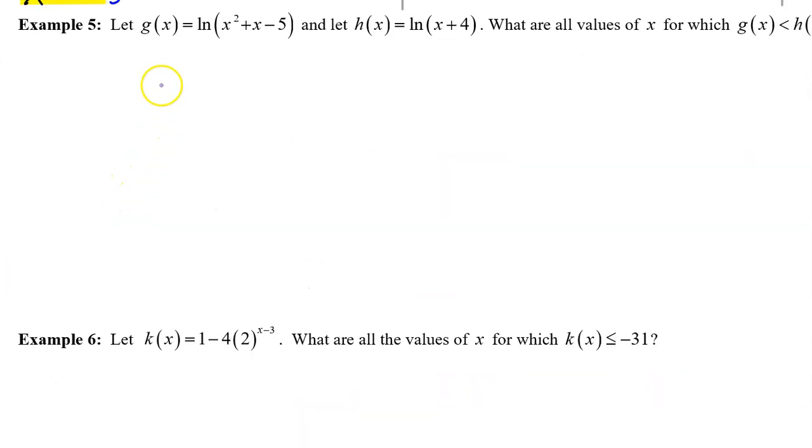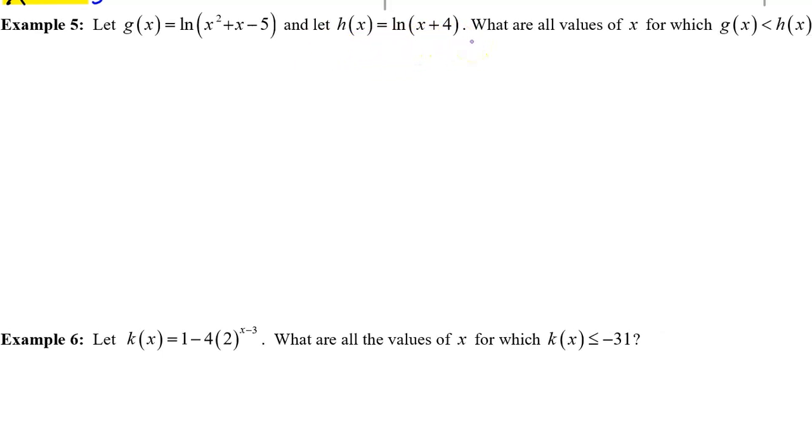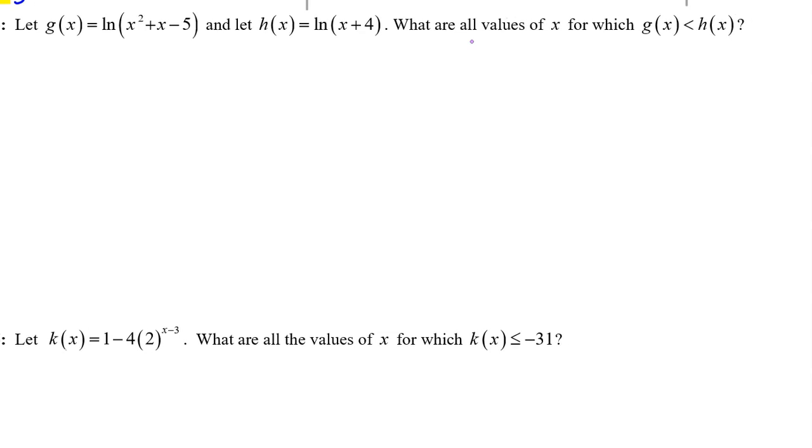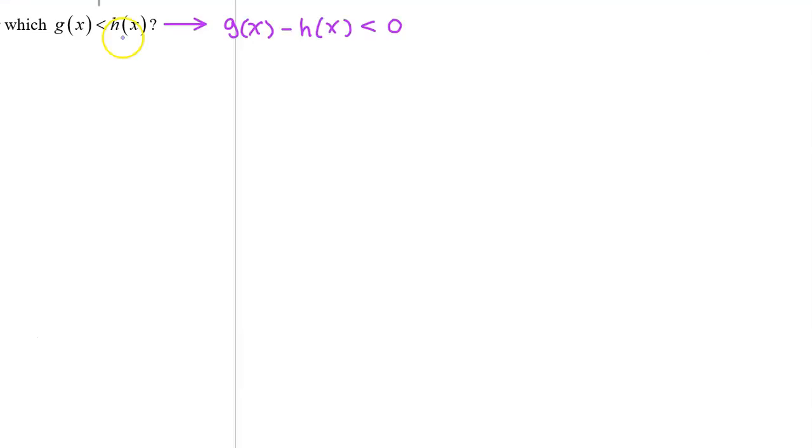I am going to declare example 5 calculator active. So we will use our graphing calculator as needed. Let g of x equal the natural log of x squared plus x minus 5, and let h of x equal the natural log of x plus 4. What are all the values of x for which g of x is less than h of x?